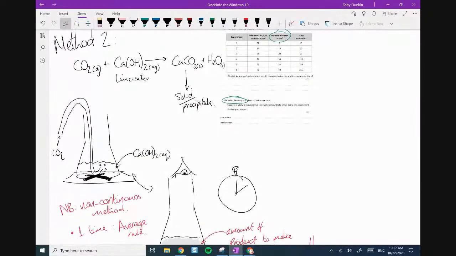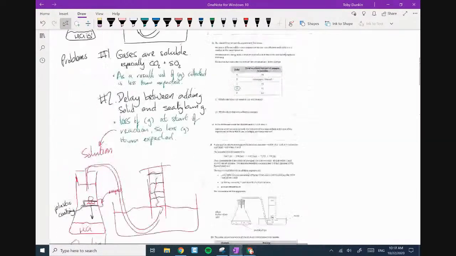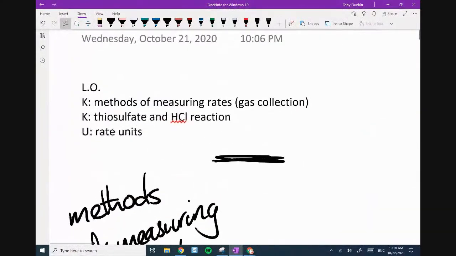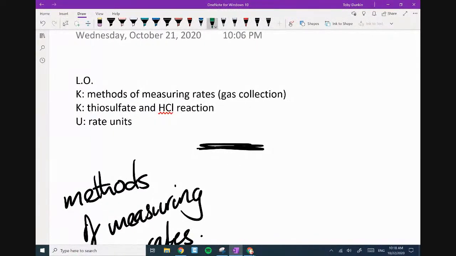I'm going to end the lesson there today, guys. I'm just going to check my learning objectives. So number 1, methods of reaction and collecting gases. We're fine. Thiosulfate reaction, we've covered it. We talked about how it forms solid sulfur and this rather odd cross experiment. We've missed rate units. So we'll pick that up next lesson.